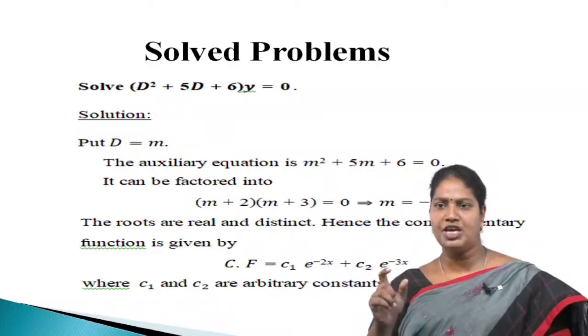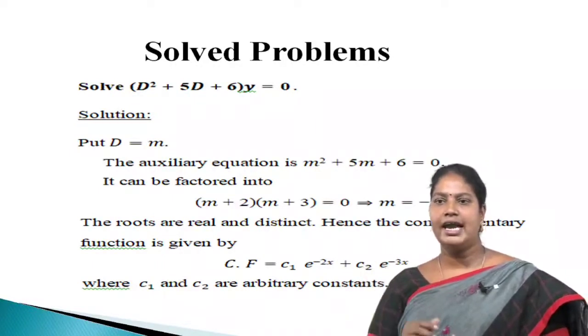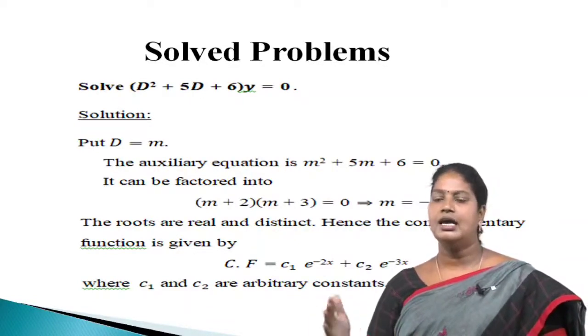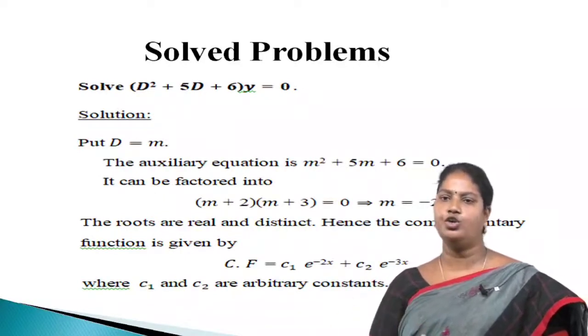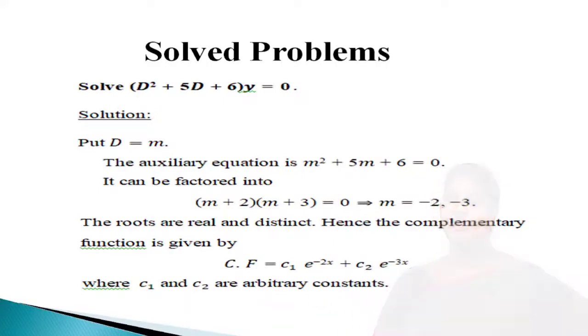By observing that equation, we can see that the constant 6 can be written as a product of two numbers, that is 2 into 3. So 6 is 2 times 3, and 5 is 2 plus 3. So this equation can be factored into (m plus 2) into (m plus 3) equal to 0. From this, the values of m will be minus 2 and minus 3. We can see that these are real and unequal roots. So we have to go for case 1.